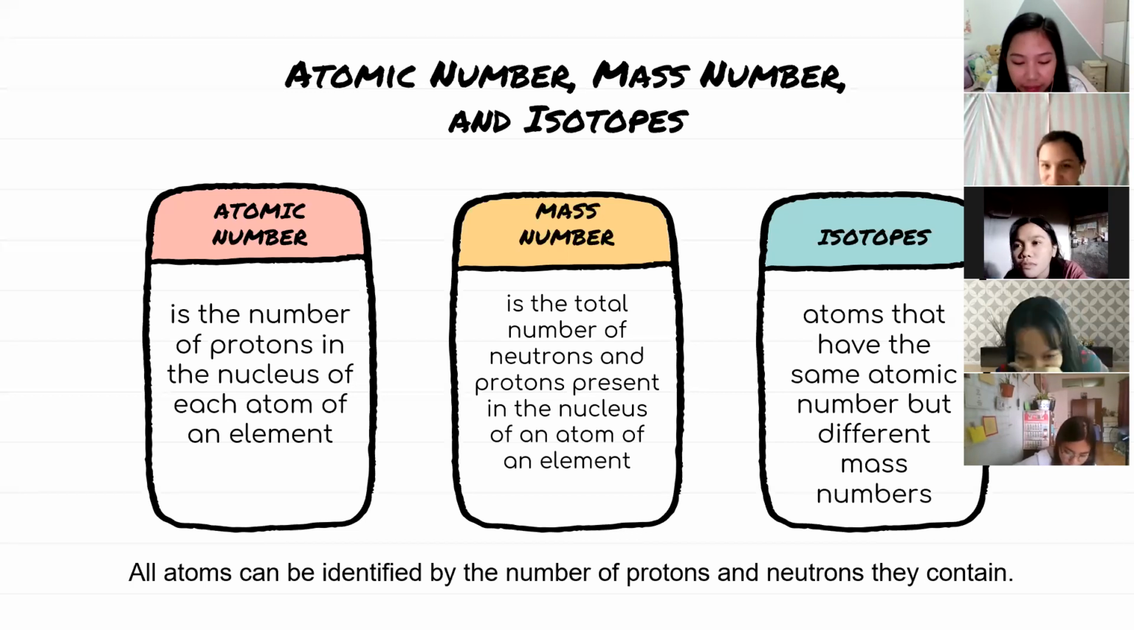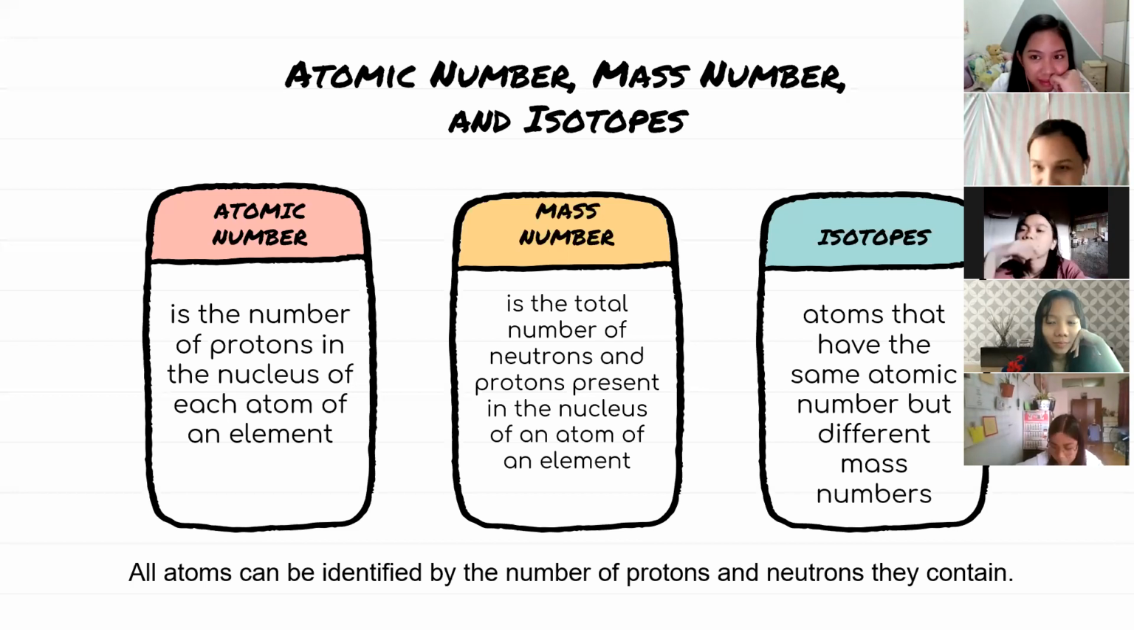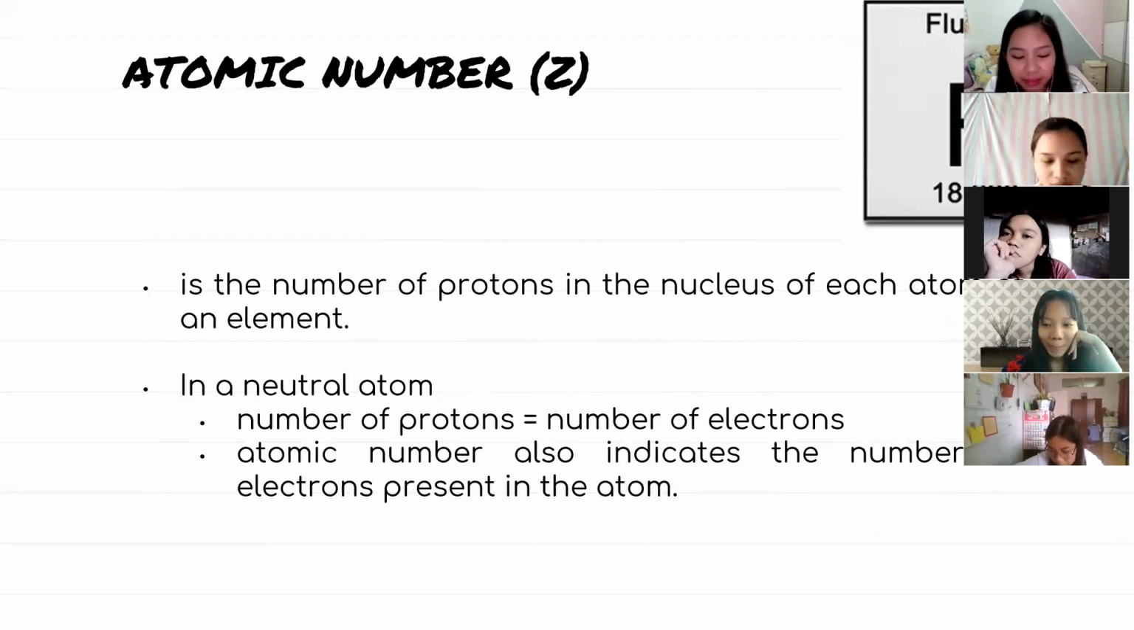Later, we will dig deeper into the isotopes class, but to give you an overview, isotopes are atoms that have the same atomic number. Again, they have the same atomic number, which means they are the same element. What is their difference? They have different mass numbers. So let's talk about that later.